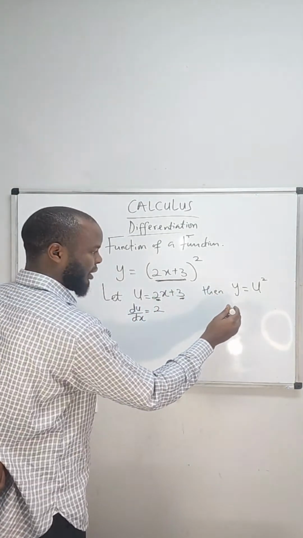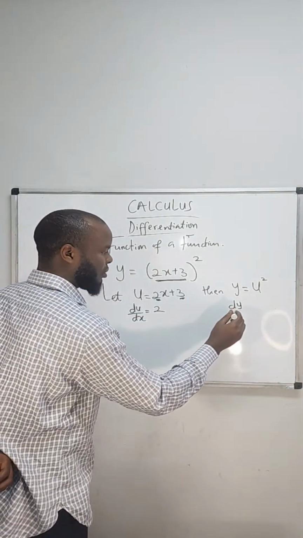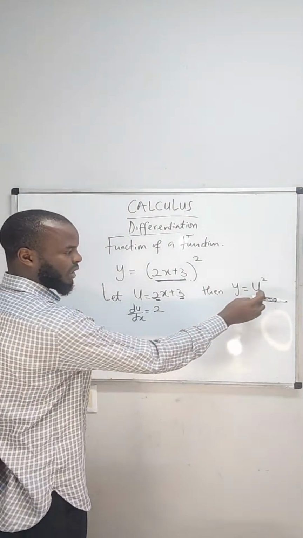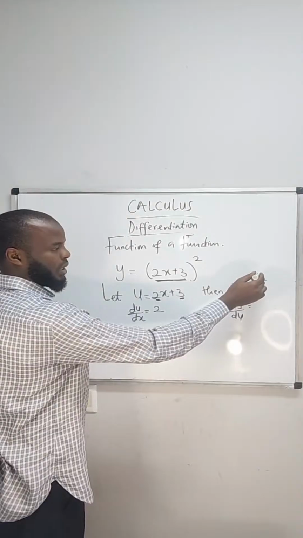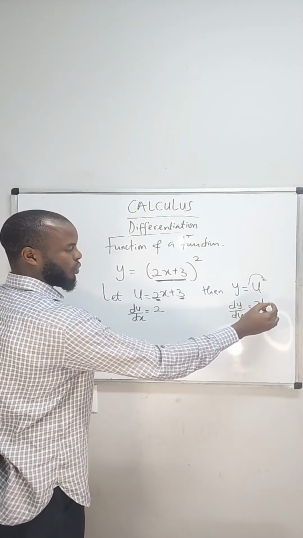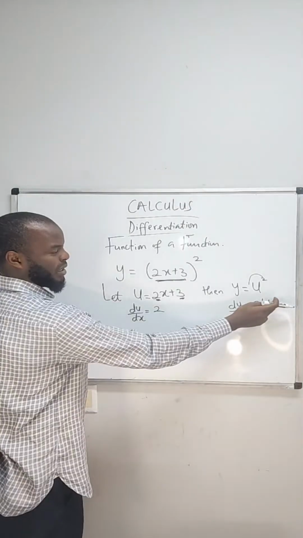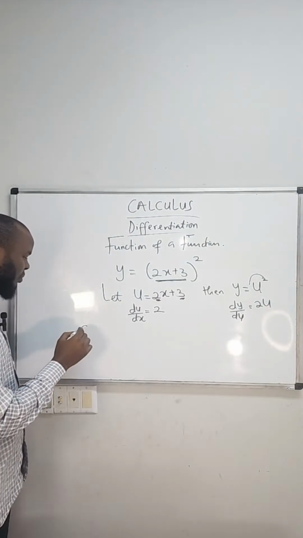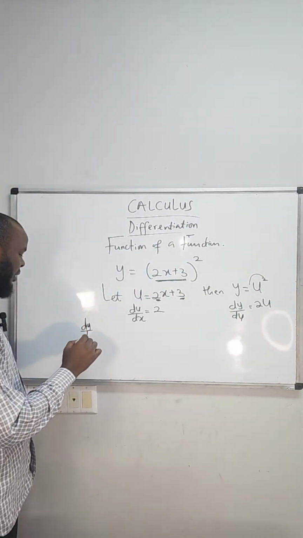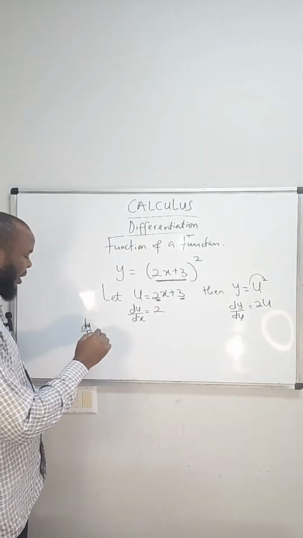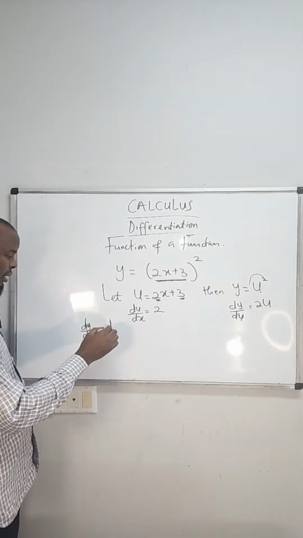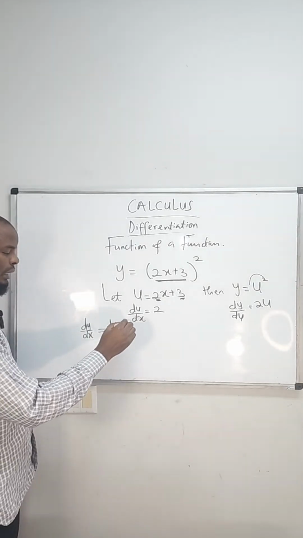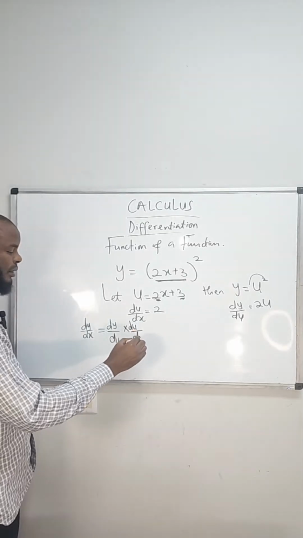What about y? Next, you differentiate y with respect to what? U. So if you differentiate this with respect to u, let your 2 come down, u to the power 2 minus 1 is the same thing as u to the power 1. So if you differentiate this, you have this. Now, what is our dy/dx? Our dy/dx is the same thing as dy/du times du/dx.